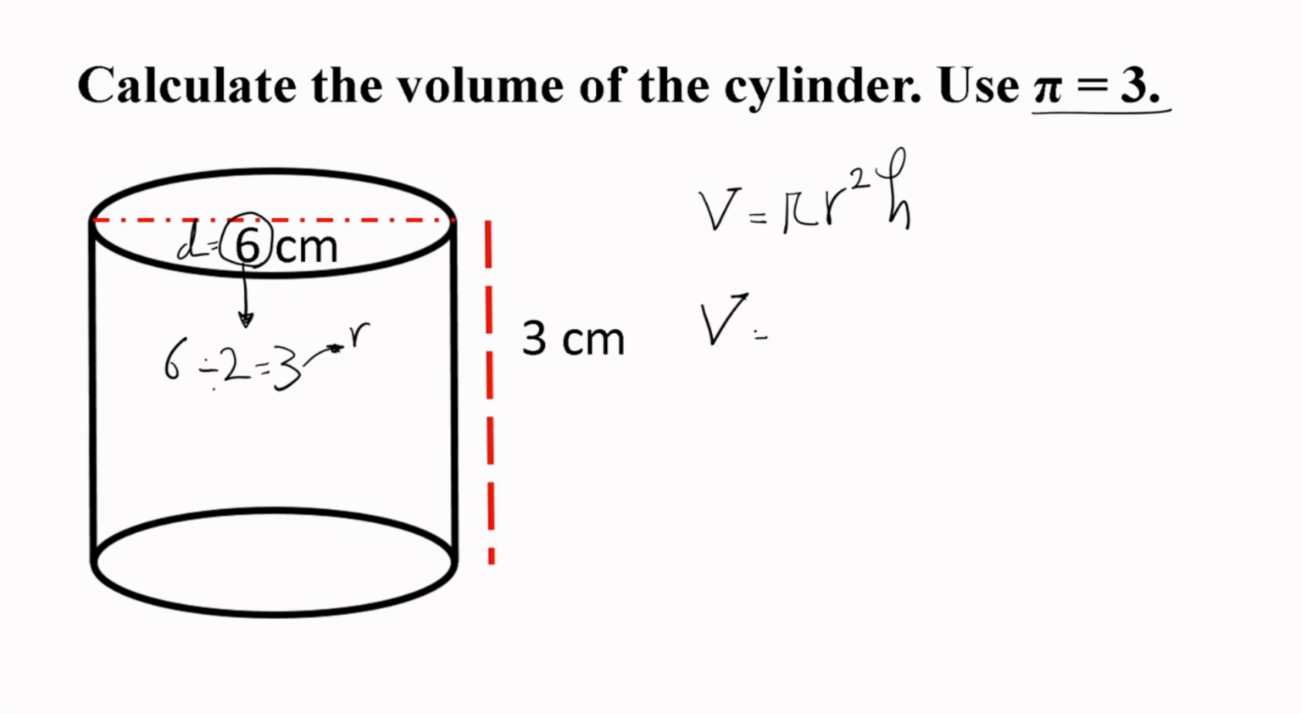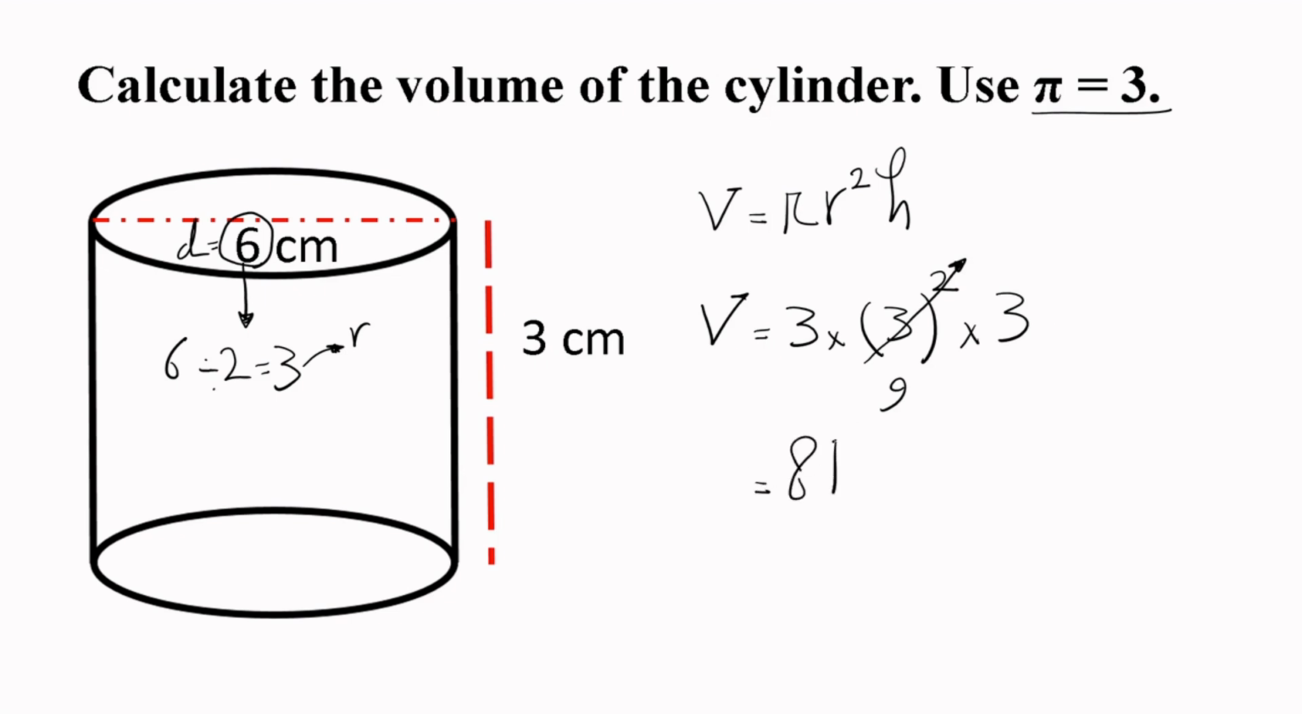So V is going to be 3 times radius to the power of 2. I'm going to replace it, 3 to the power of 2 times 3. So 3 to the power of 2 is going to be 9. 3 times 9, 27, and 27 times 3 is going to be 81.